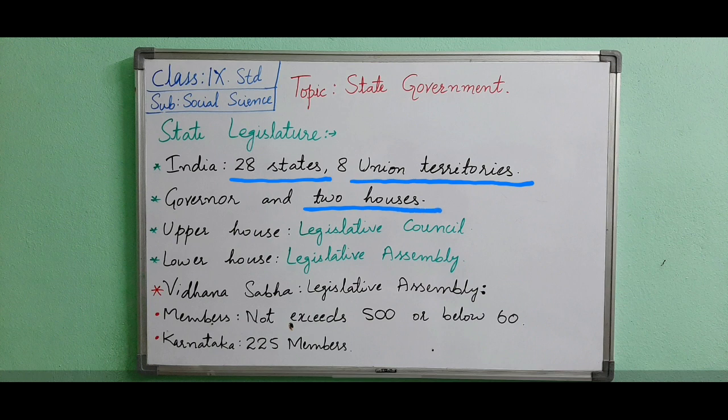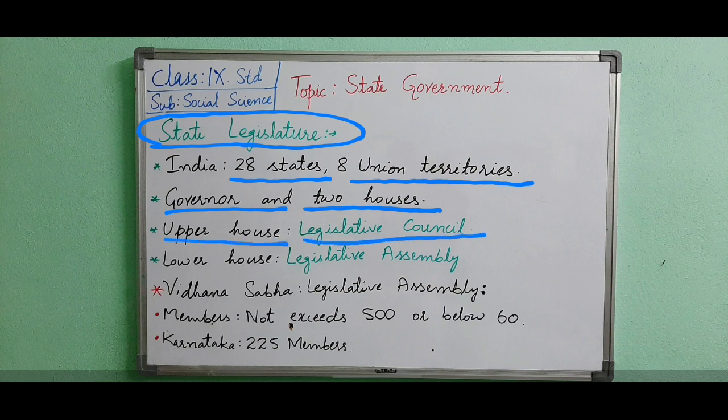Now first we see about the state legislature. The state legislature is composed of the governor and the 2 houses. The upper house is called Legislative Council or Vidhan Parishad. The lower house is called Legislative Assembly or Vidhan Sabha. The Legislative Assembly has representatives of the people, whereas the Legislative Council has representatives from various fields.